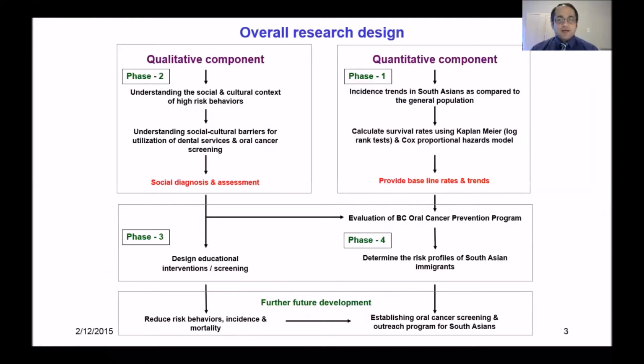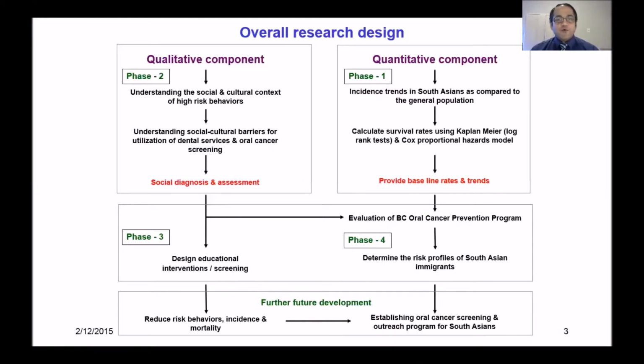This slide shows the interdisciplinary research design of this project. In phase 1, we had the quantitative epidemiological component that dealt with the incidence and survival trends of South Asians as compared to the general population. In phase 2, we conducted a qualitative study which provided the social cultural context of the risk behaviors associated with the observed incidence and survival trends.